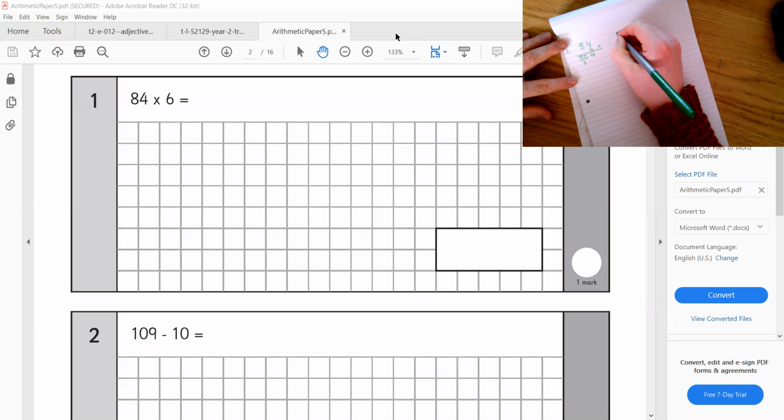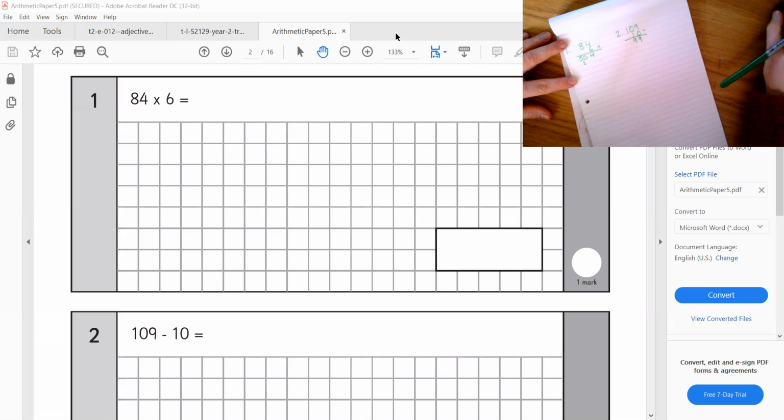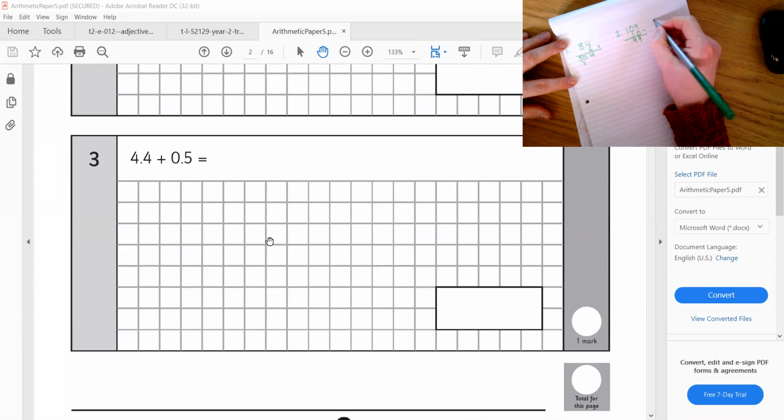Question number 2 then is 109, taking away 10. Now I can just count backwards, 10 slots, and that should get me to 99. Or I could use column subtraction to do that for me, but I shouldn't have to really. Here we go, number 3.